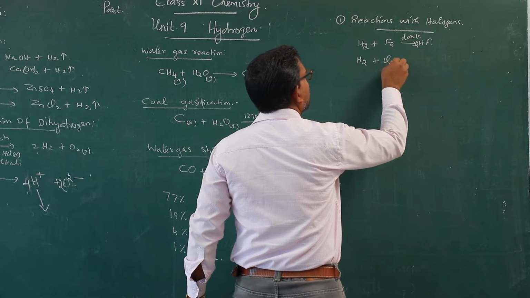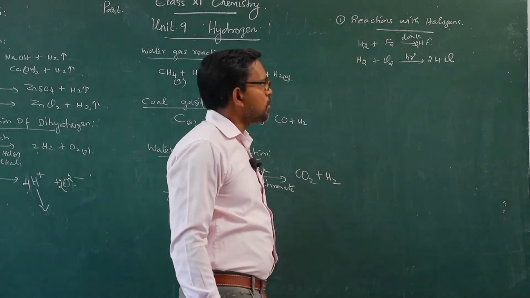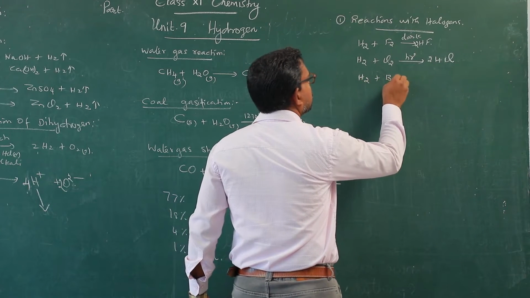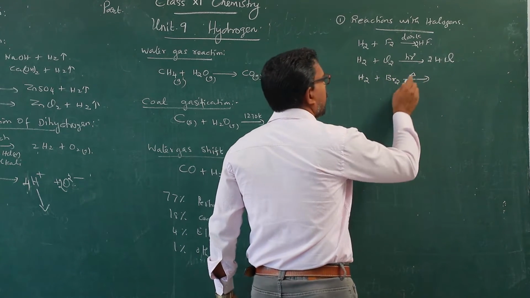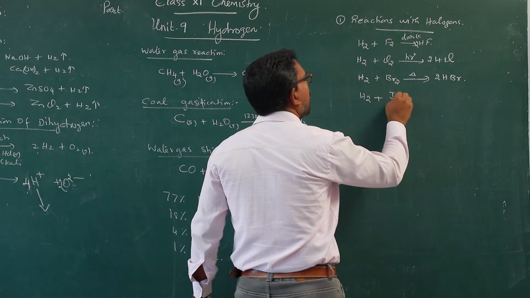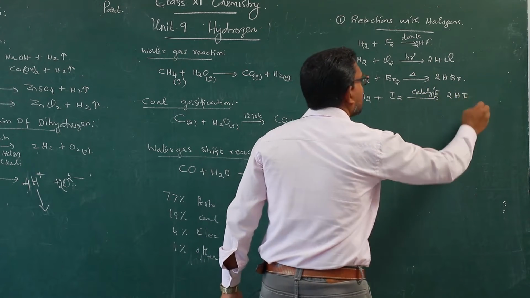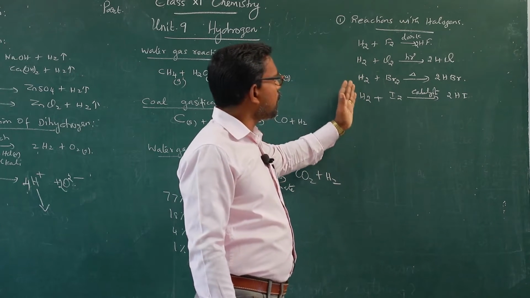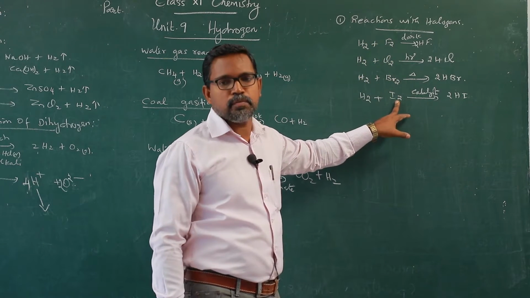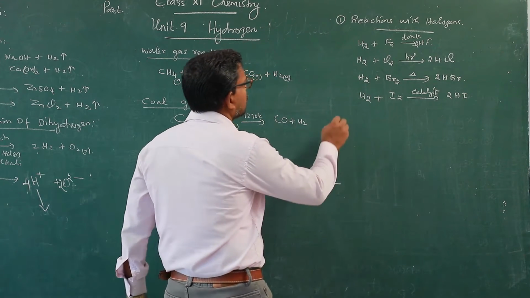Hydrogen reacts with chlorine in the presence of sunlight to give hydrogen chloride. Only in sunlight does the reaction take place. Hydrogen reacts with bromine only on heating, providing hydrogen bromide. Hydrogen reacts with iodine only using a catalyst, providing hydrogen iodide. The reactivity of hydrogen towards halogens decreases from fluorine to iodine. These are the reactions with halogens.